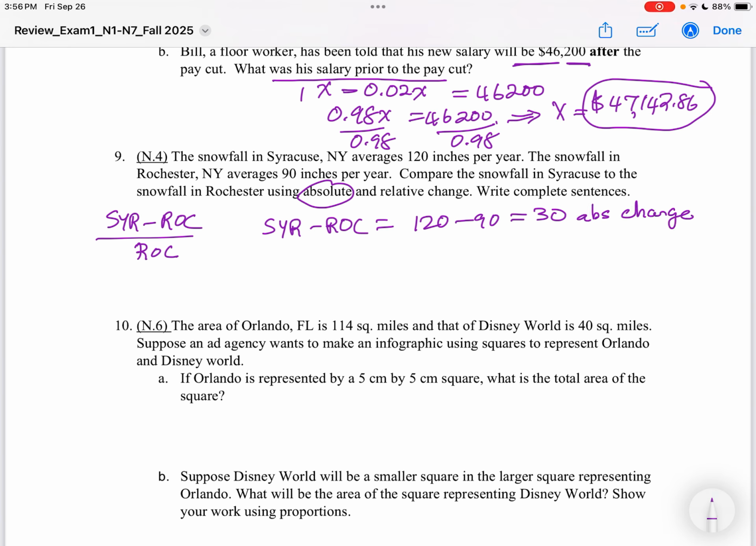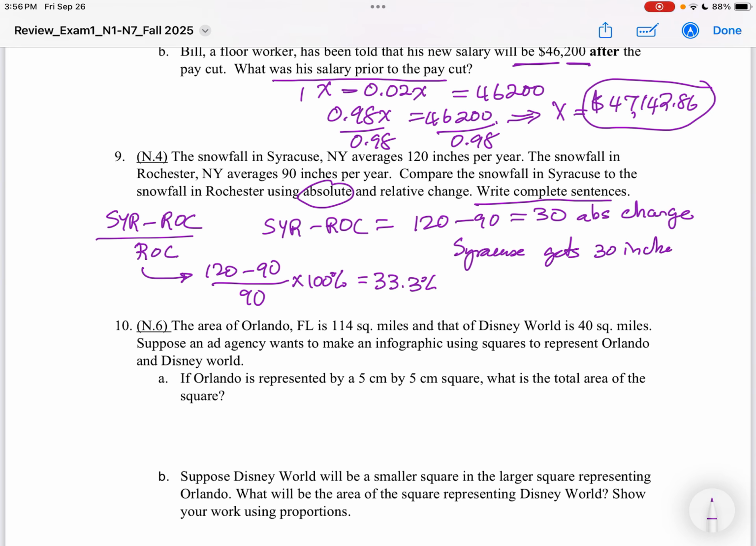For the relative change, we're going to do this. So we have 120 minus 90 divided by 90 times 100%. Put this in your calculator, you should get approximately 33.3%. It says write complete sentences. You could say that Syracuse gets 30 inches more snow than Rochester, which is 33% more snow.